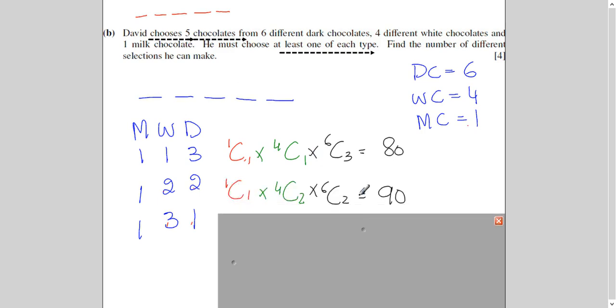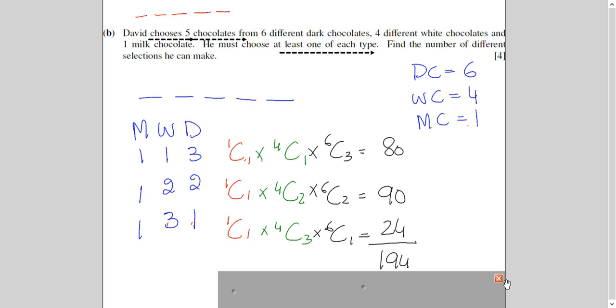In the next case, exactly the same thing. I need 1 out of 1. So 1C1. I need 2 out of 4. 4C2. I need 2 out of 6. 6C2. Similarly, I will do the last case, and then I will add up the results because together they give me one complete combination. So altogether, there are 194 ways to select 5 chocolates out of this.